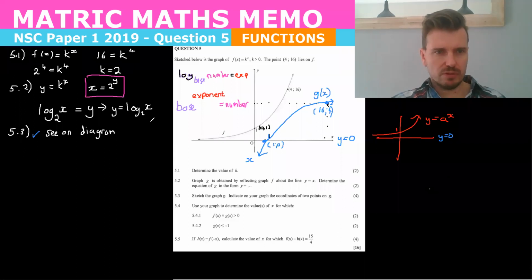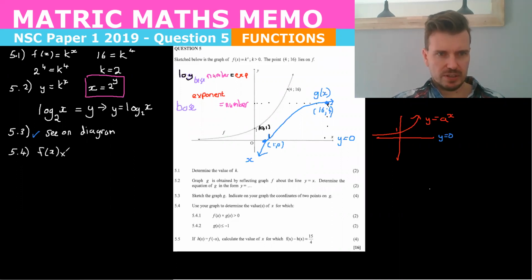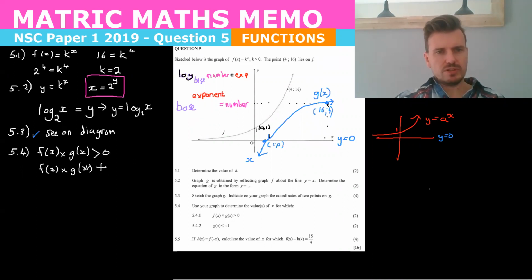Now 5.4 says, use your graph to determine the values for where f of x times g of x is greater than 0. What is another way of saying that? If f of x times g of x is greater than 0, we're saying that it's positive. If something is positive, the signs of those two things must be the same. Like -2 times -2 gives +4, and 4 times 4 gives +4.